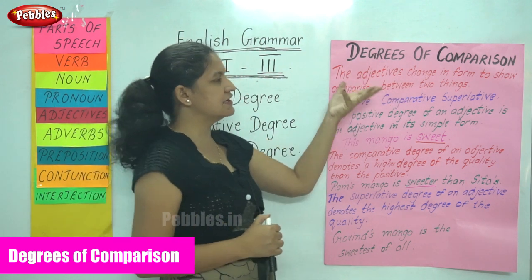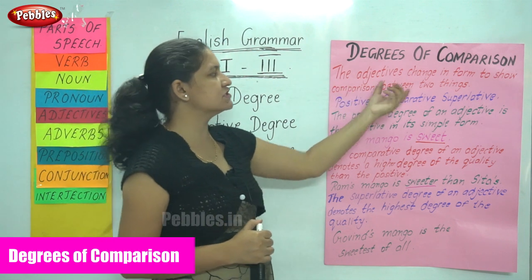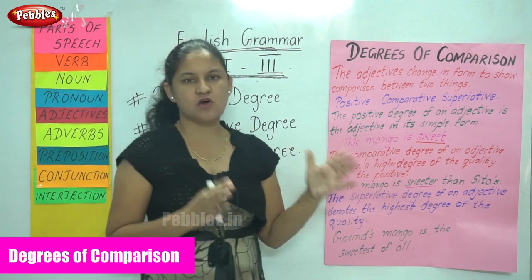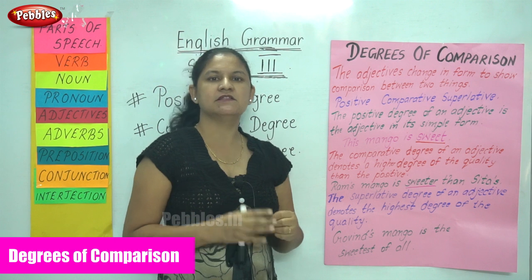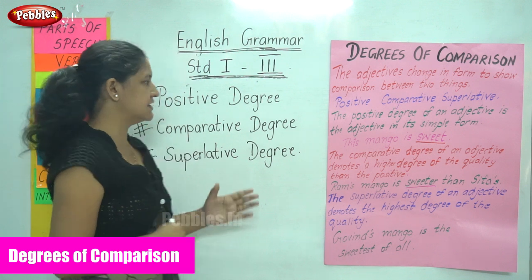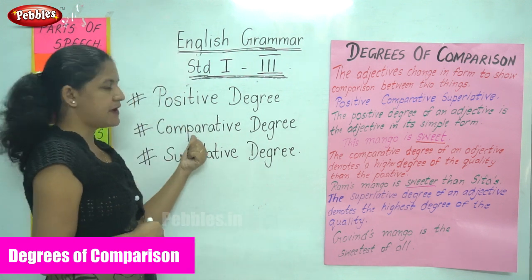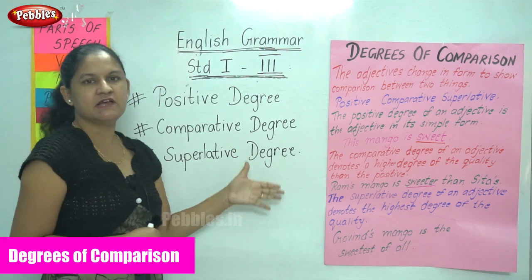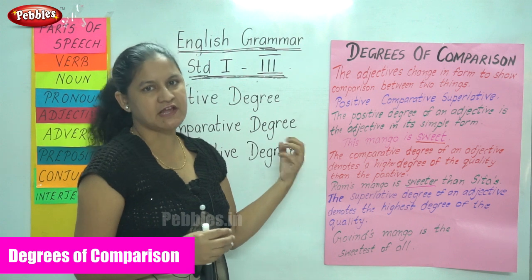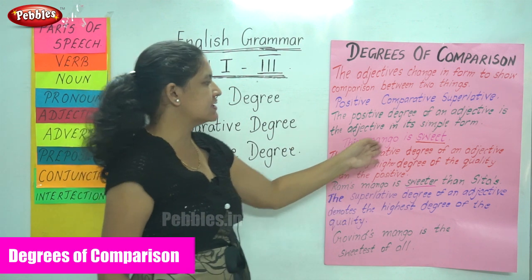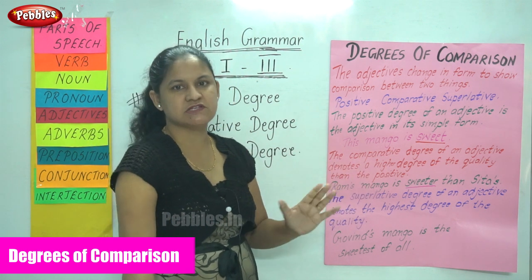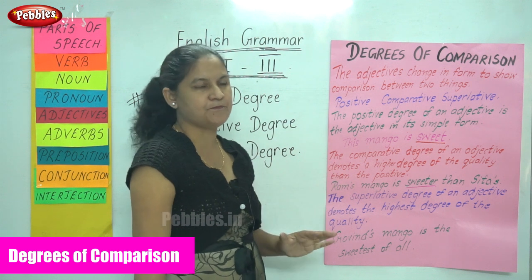So again we repeat the degrees of comparison. The adjectives change in form to show comparison between two things. According to the things that are being used, the adjectives change their form. There are three types: the positive degree, the comparative degree and the superlative degree. The positive degree of an adjective is the adjective in its simple or normal form. Example: this mango is sweet, normal form.